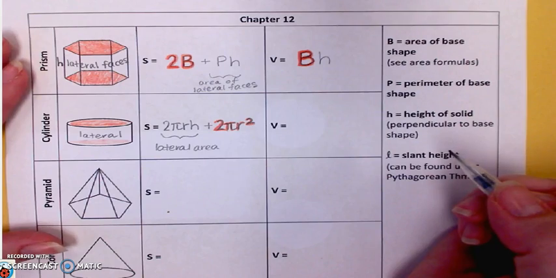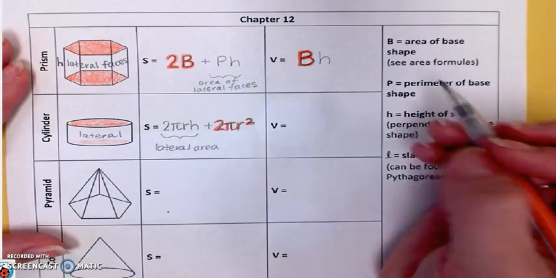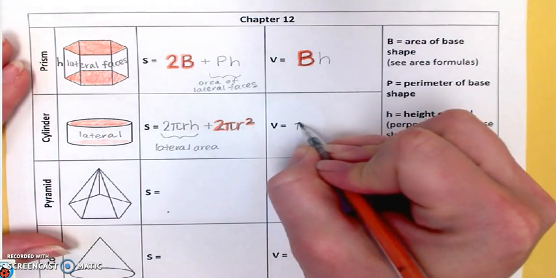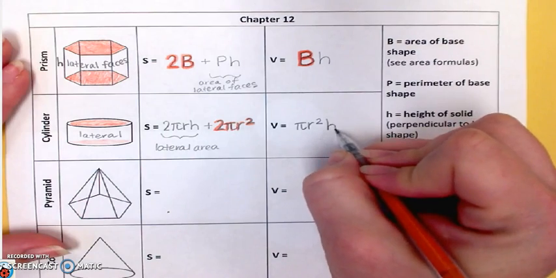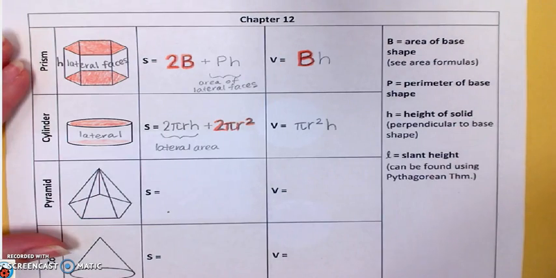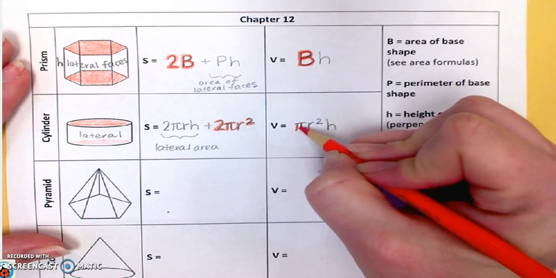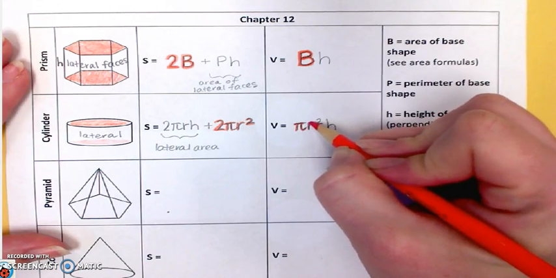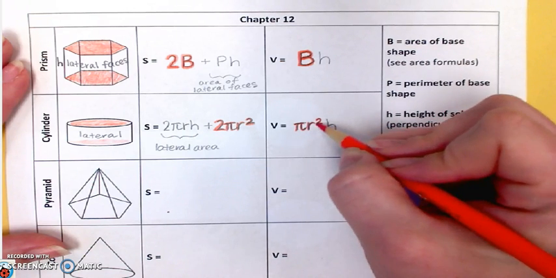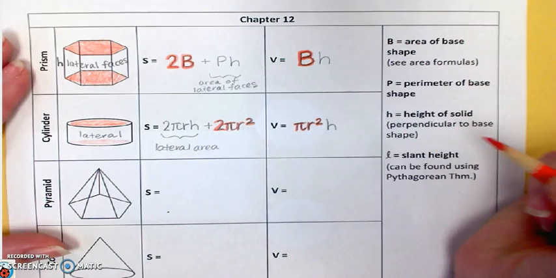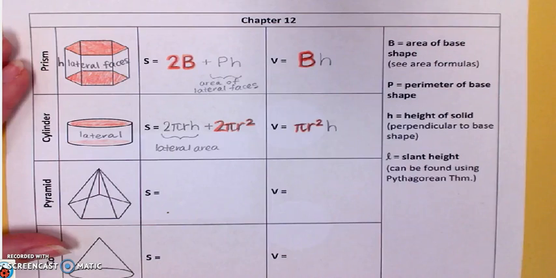We might as well fill in volume while we're at it, and it's just like the area of the base shape times the height, only in this case the area of the base shape is pi r squared times height. It's that easy. Just like a prism, you get that base area in there, the pi r squared. You fill up the bottom of the pool, and then you fill it up to the top with the height. And so that would be our formulas that we need today.